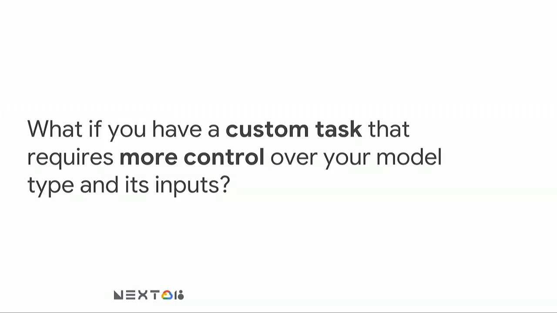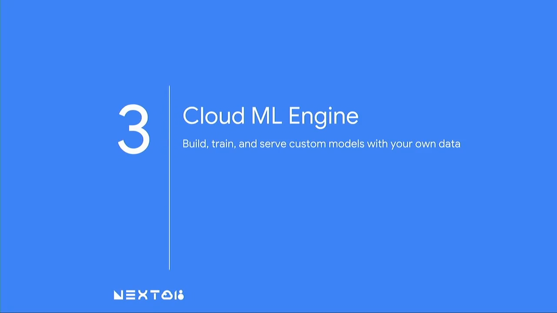Another example is, let's say you want to build a regression model, a model that outputs numerical values. Maybe you have a text input, and you want your model to assign some sort of rating to that text. Or maybe you have a model with multiple inputs, such as images and text, and it outputs some sort of prediction based on that. These are all use cases where you want more control over your model.